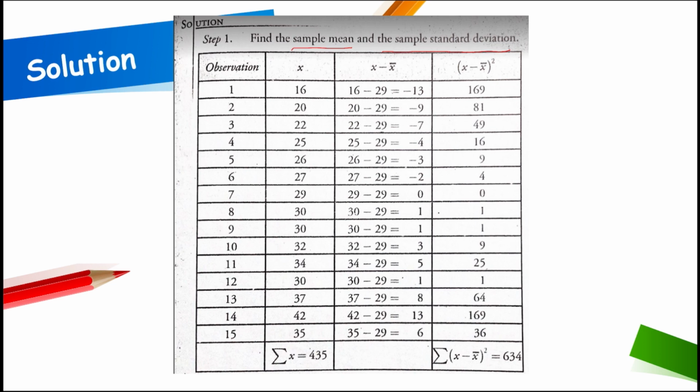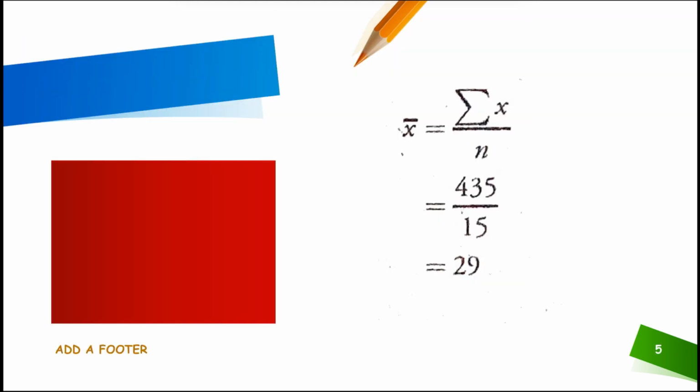Now, for our solution, step 1, find the sample mean and the sample standard deviation. Since there are 15 observations, there are also 15 data. To determine the sample mean, just simply get the summation of the data, and the summation is 435. Using the formula mean is equal to the summation of x over n, we have 435 over 15 is equal now to 29. And that is the mean of the data.